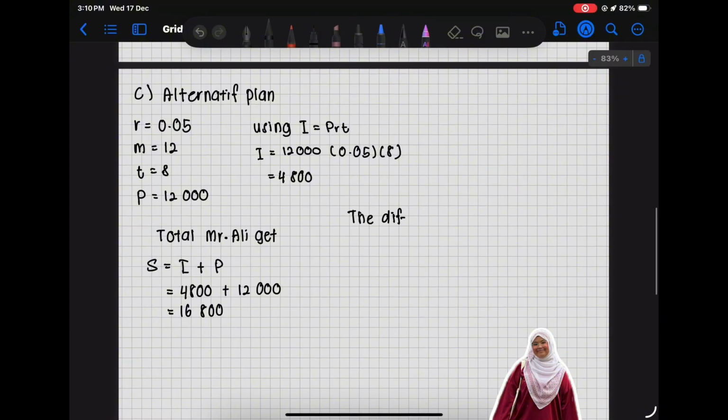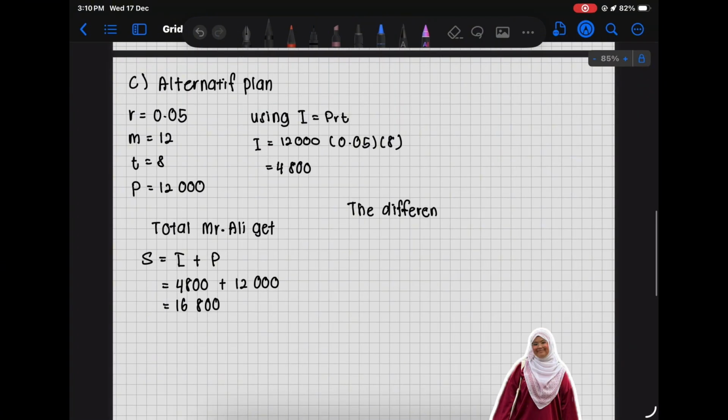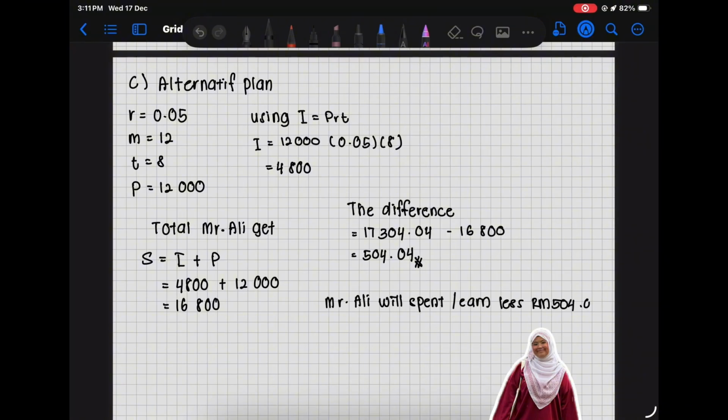And here we'll see the difference is 703,004.04 minus 16,800 equals 504.04. Mr. Ali will earn less RM 404.04 if he placed the entire initial amount into the fixed account.